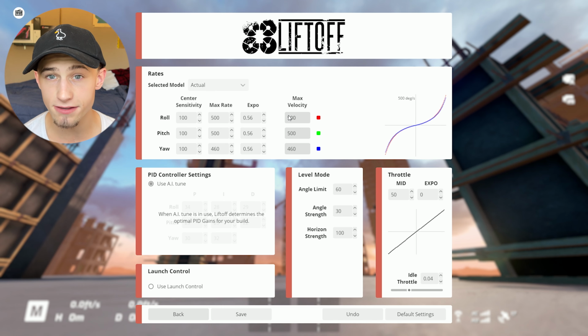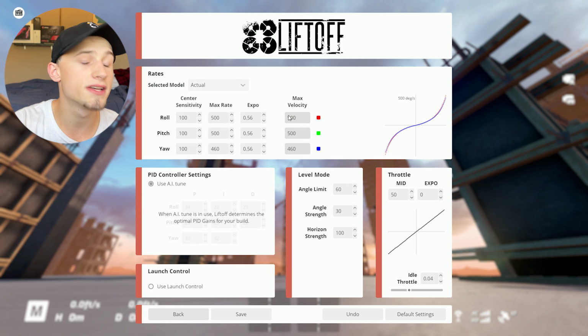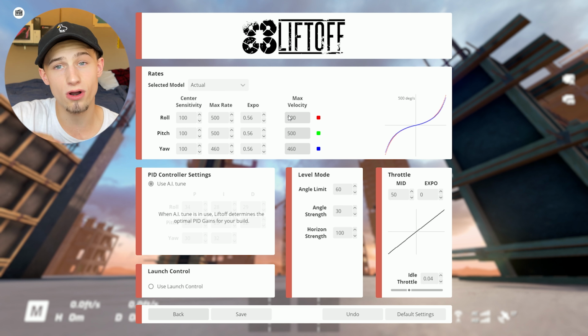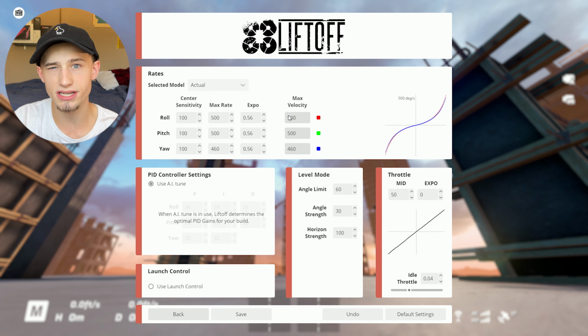So center sensitivity is basically how sensitive the stick is when it's close to the center. So let's say, for instance, I only go about that far. That would be for the center sensitivity. The max rate is how fast the drone actually does a maneuver, let's say if it rolls or pitches and stuff like that.